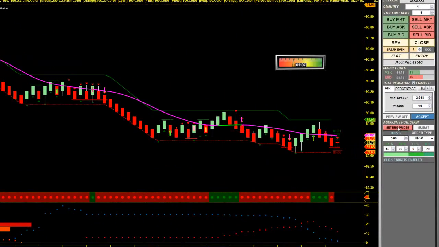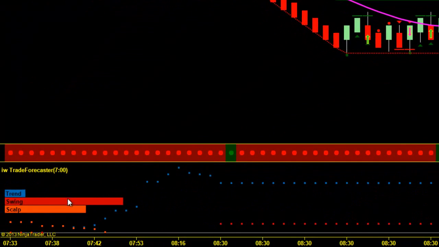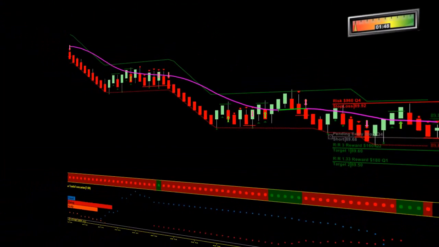Okay, well, I do have a valid swing trade right here, so I'm going to go ahead and get set up for that. I'm going to pause the video. Let's see if we fill on this trade and see what happens. But like I said, right now, Trade Forecaster is telling us we should be looking for a swing trade. Let's see if it called it correctly.